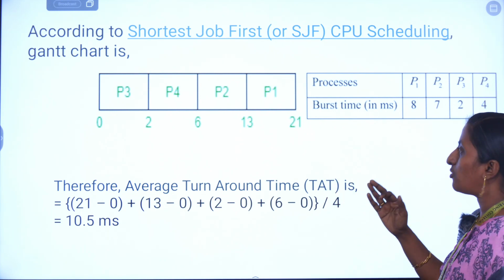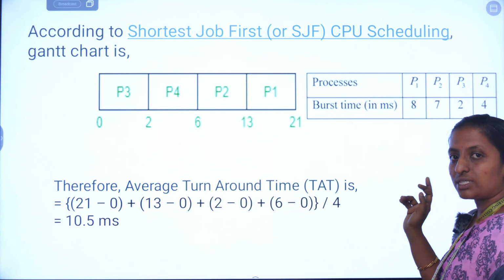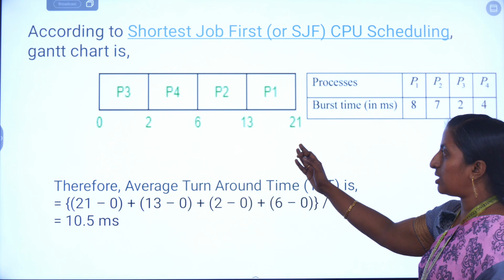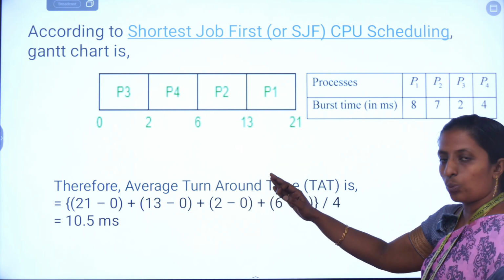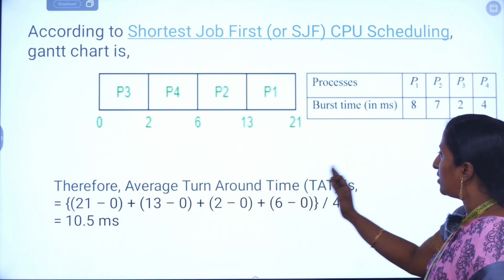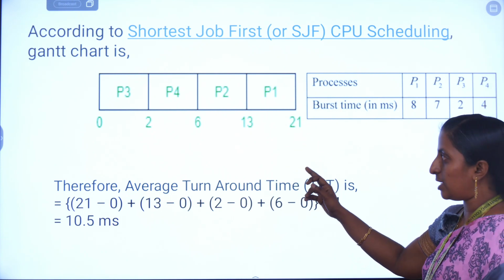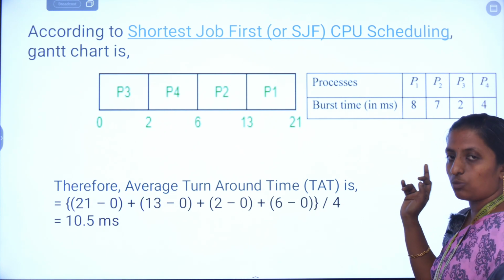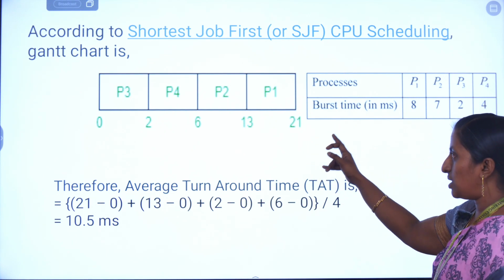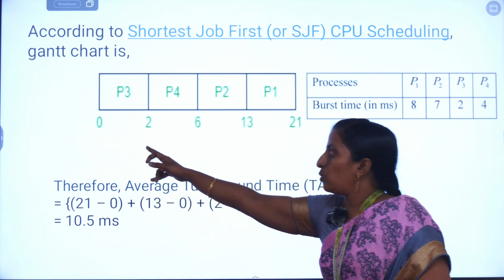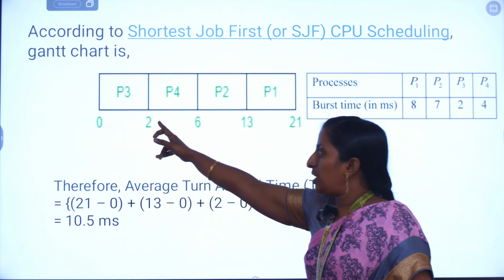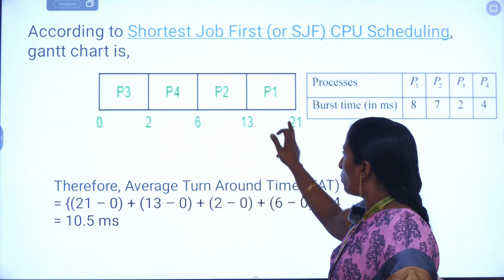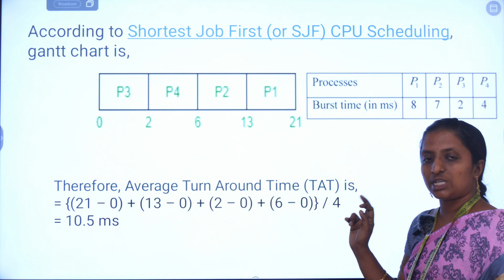The next process we are going to schedule is P2. What is the execution time of P2? It is 7 milliseconds. So P2 is allotted. Already 6 milliseconds are over, and the P2 execution time is 7, so 6 plus 7 is 13. Finally process P1 is allotted, and the execution time of P1 is 8. So 13 plus 8 is 21. That's why you represent the numbers here. So P3 is 2, P4 is 6, P2 is 13, and P1 is 21. This is the representation of the Gantt chart.